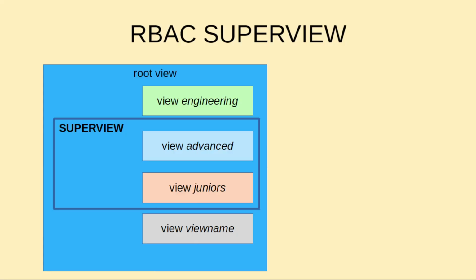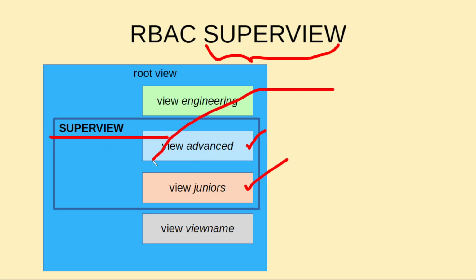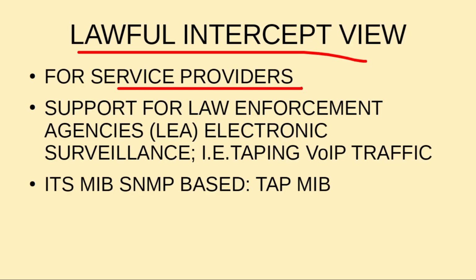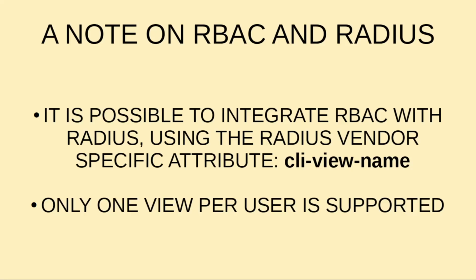With RBAC, we have another type of view known as super views. A super view is a view that happens to contain other views. So in this example, this view contains the advanced view and the juniors view. We cannot add more commands to super views. There is another type of view for RBAC that is known as the lawful intercept view. This only applies for service providers. Just a note here, RBAC and Radius can integrate with each other using what in Radius is known as the vendor-specific attribute. This is the attribute that is going to be used. Only one view per user is supported with this solution.